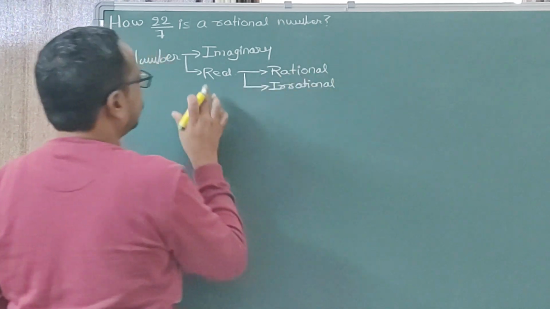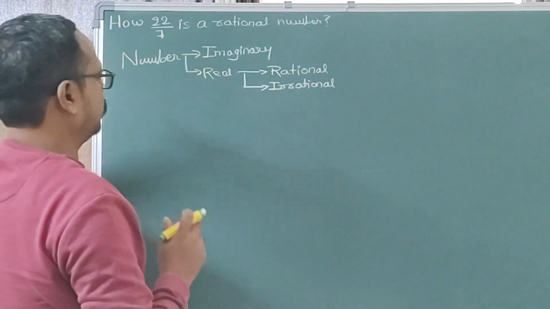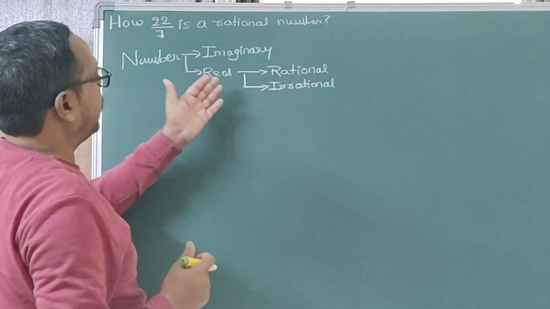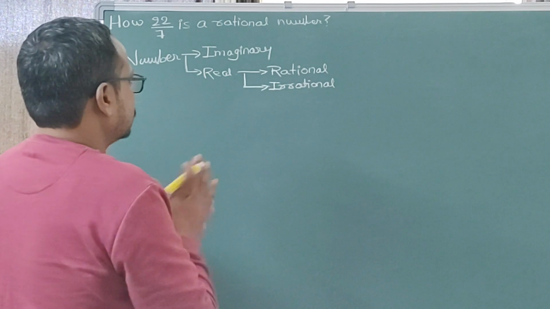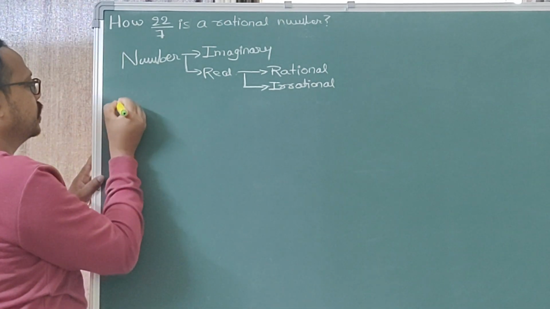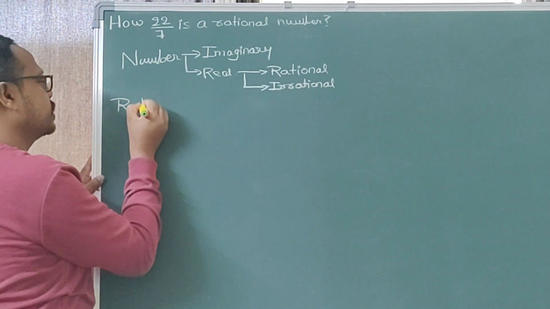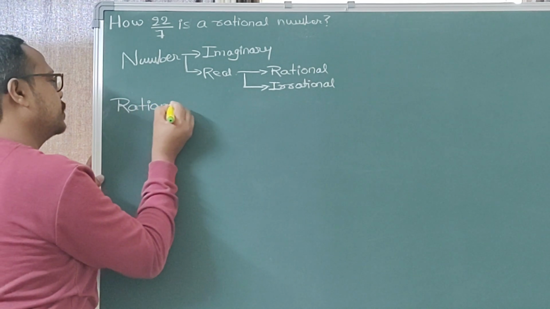In our day-to-day life, we deal with real numbers, so that's why they are called real numbers. And real numbers are of two types: rational and irrational. So what are rational numbers? We will first understand what rational numbers are.